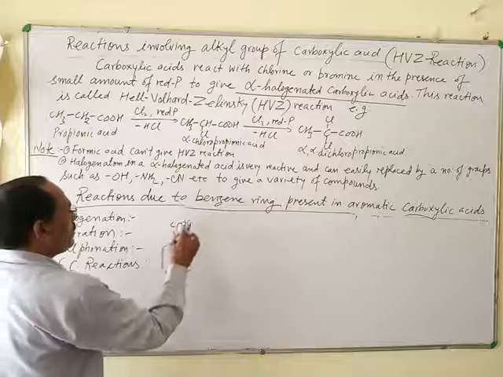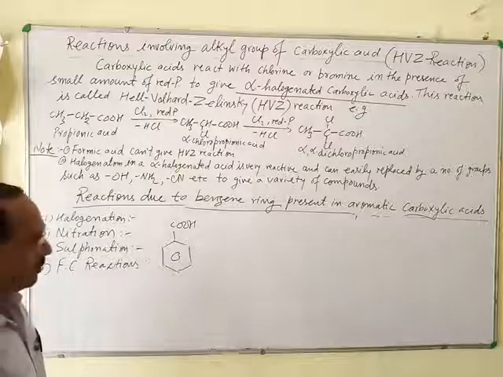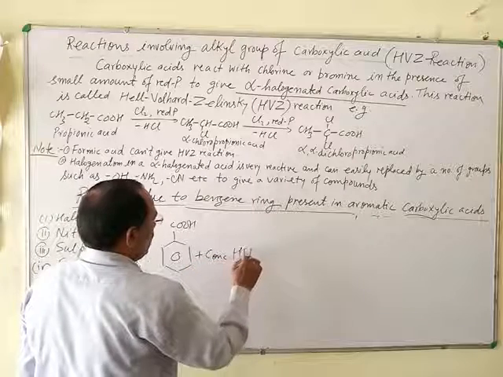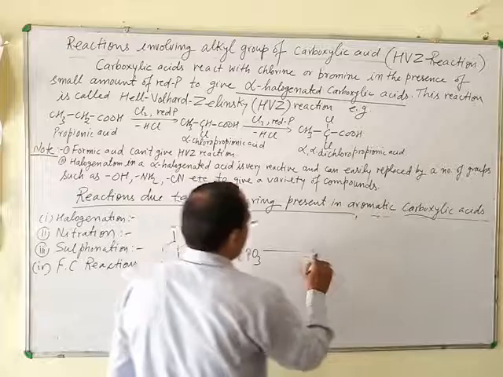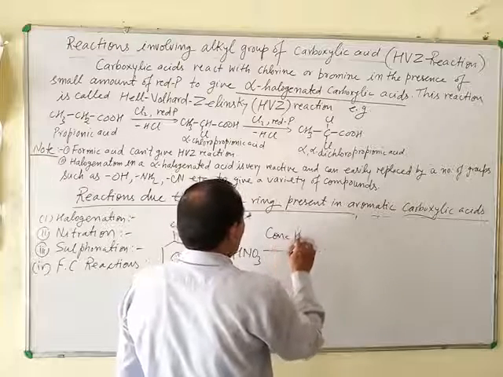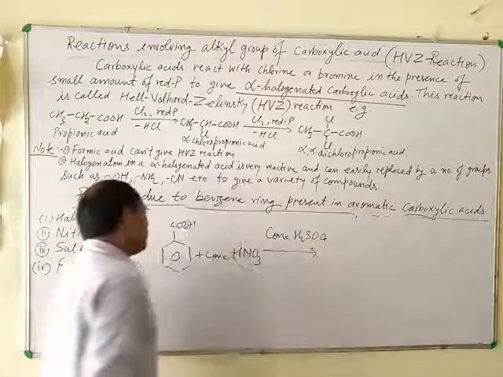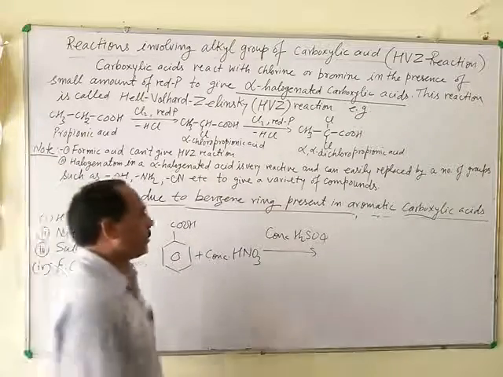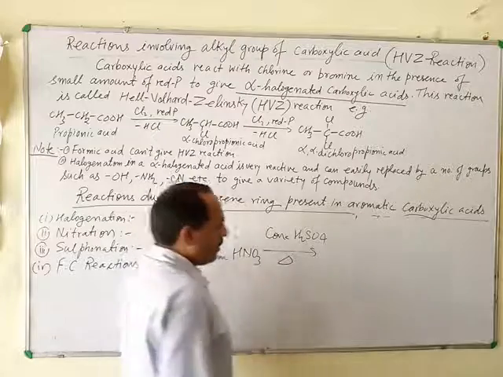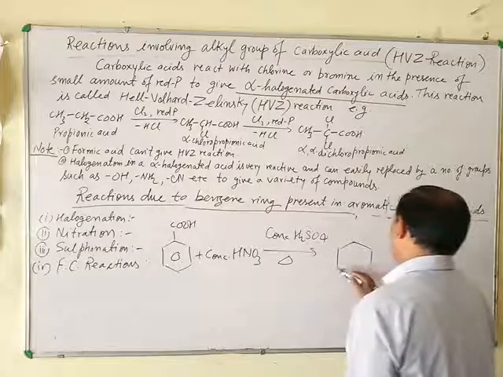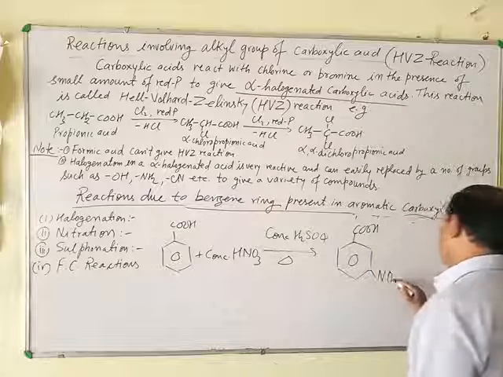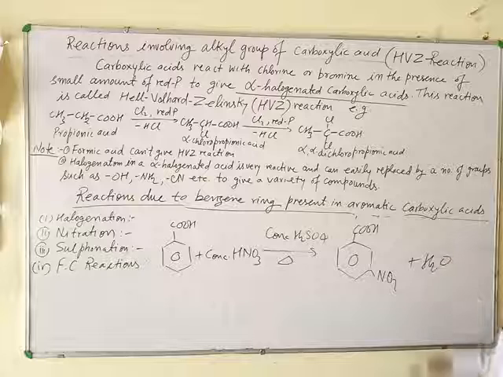with concentrated nitric acid, HNO3, and concentrated sulfuric acid, means benzoic acid reacts with concentrated nitric acid in presence of concentrated sulfuric acid. Heating is also required. Then only meta-nitrobenzoic acid is obtained. Only meta-nitrobenzoic acid is formed.